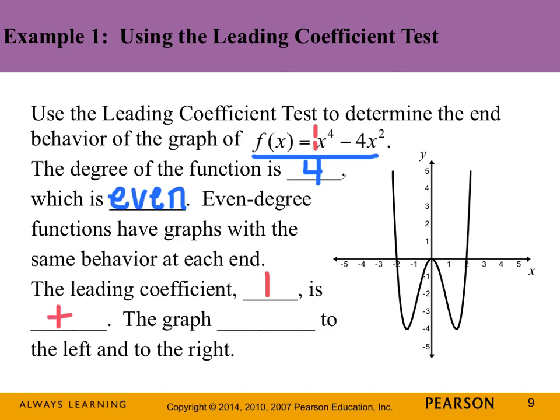So when n is even and the leading coefficient is positive, the graph rises, or it's up on the left. Over here, see, it's up. And it's also up on the right.